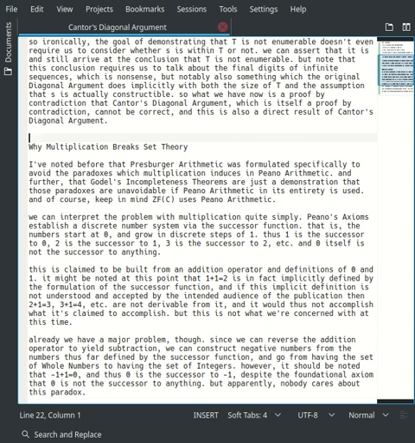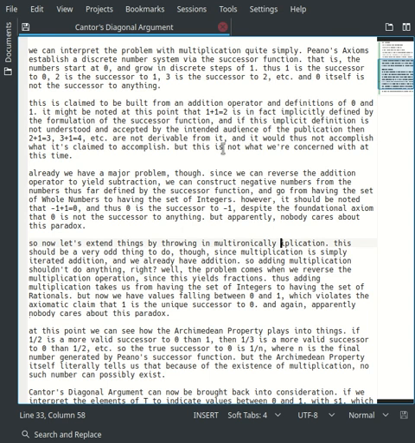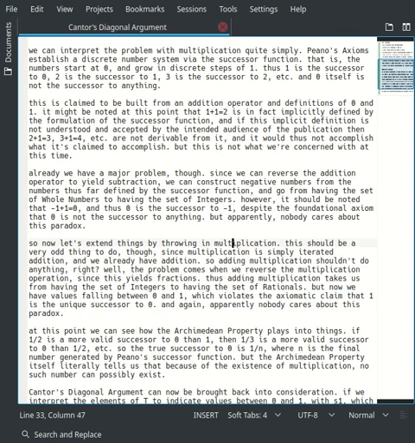Thus 1 is the successor to 0, 2 is the successor to 1, 3 is the successor to 2, etc. And 0 itself is not the successor to anything. This is claimed to be built from an addition operator, and definitions of 0 and 1.